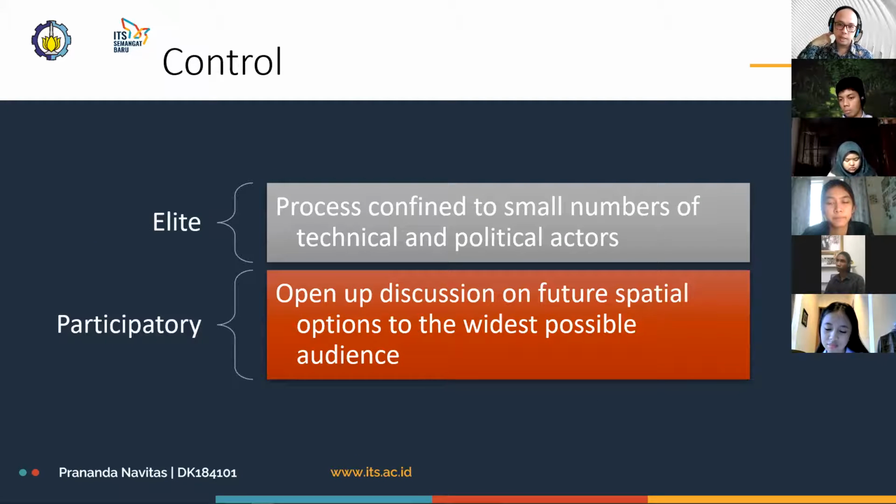Now, in terms of control, regional planning, or spatial planning for that matter, is quite elitist, if that makes sense. In the sense that the planning process is confined to a small number of technical and political actors. Not everyone participates in it, and so this sort of elitism is arguably desirable, inevitable, or maybe even both.